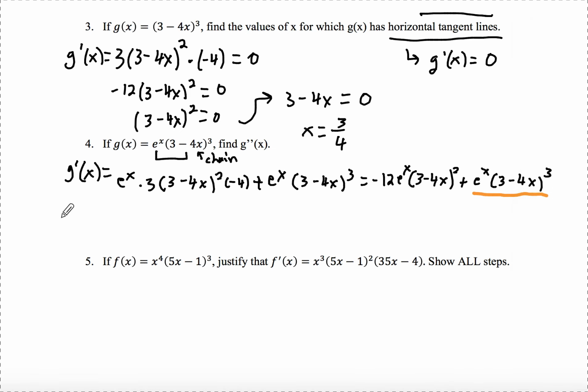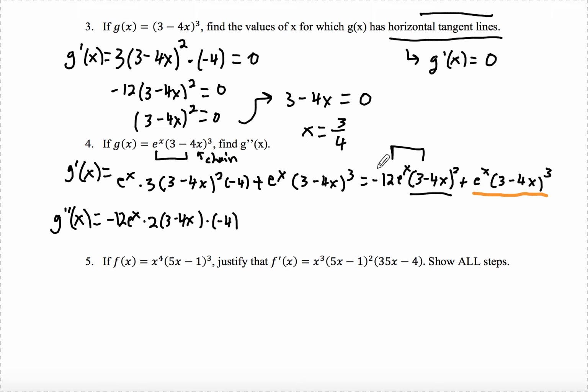Our second derivative. I look at my first part here. Uh-oh, looks like I've got another product rule with a chain. So I can do that part. The product rule says keep the first, negative 12 e to the x, times the derivative of the second, which in this first product right here is 3 minus 4x squared. So that's a chain rule. Bring down the 2, keep the inside to the first power, times the derivative of the inside.